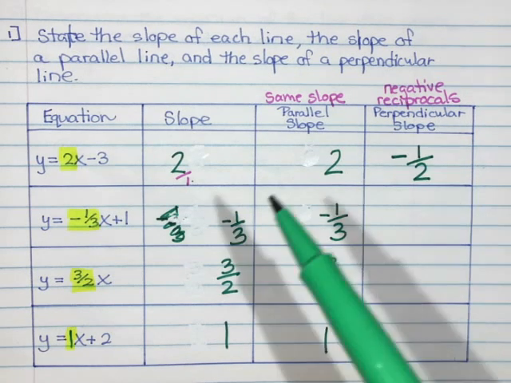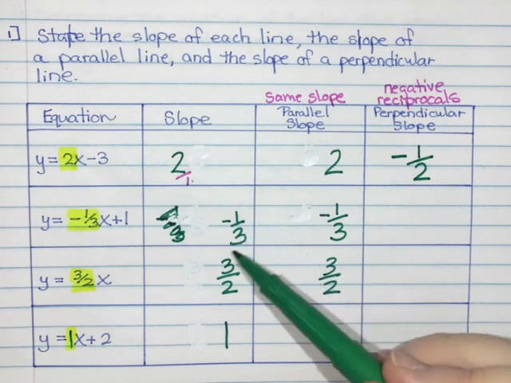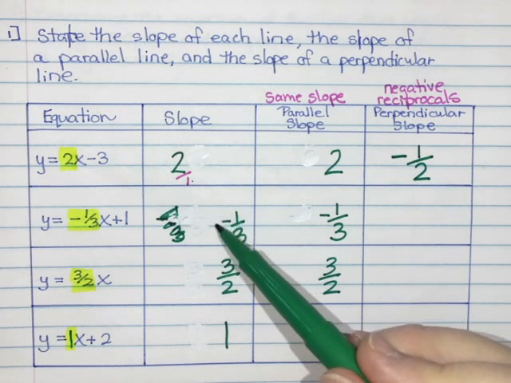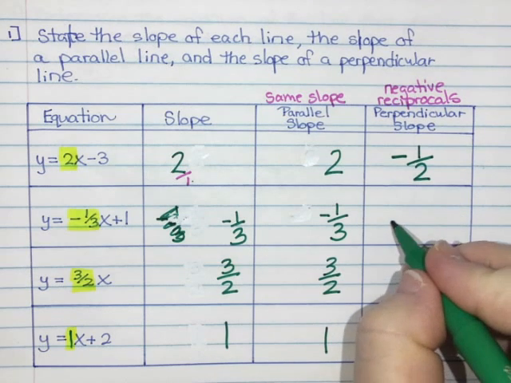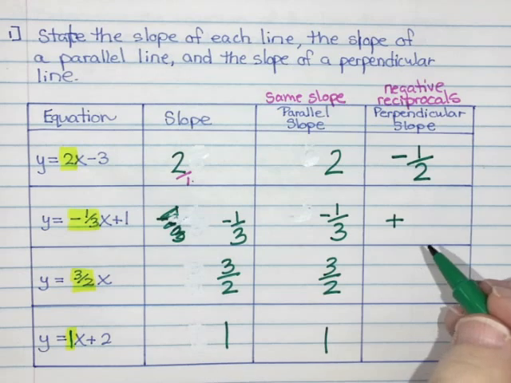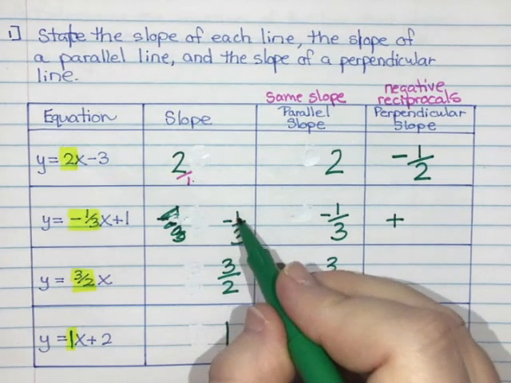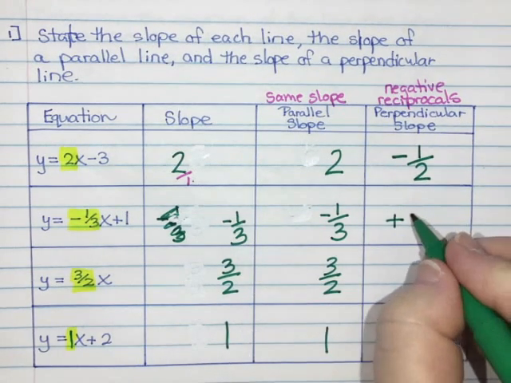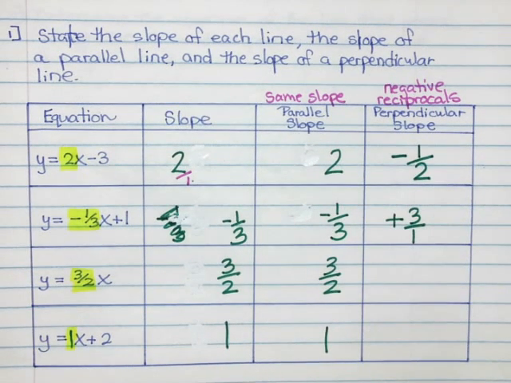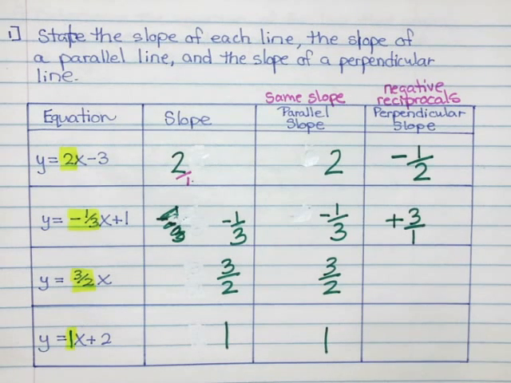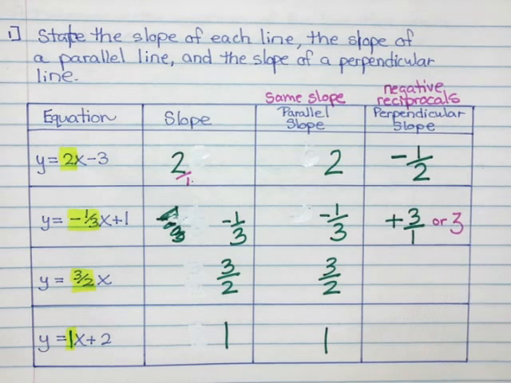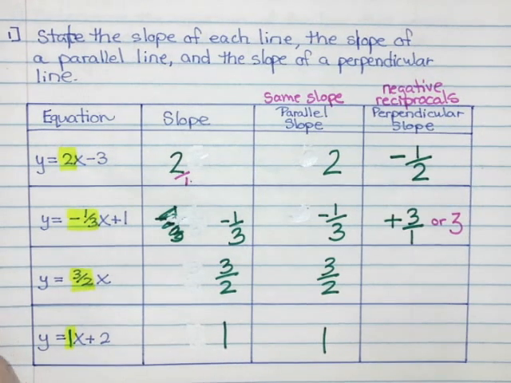Let's try the next one. I had negative 1/3. If I want it to be perpendicular, this is negative, so that means this one has to be positive. You do not need to write the plus sign. I'm just trying to make a point in our note here. And then that 1/3, we flip it over, becomes 3/1. Now, 3 divided by 1 is just 3, so you could just write 3 if you wanted.